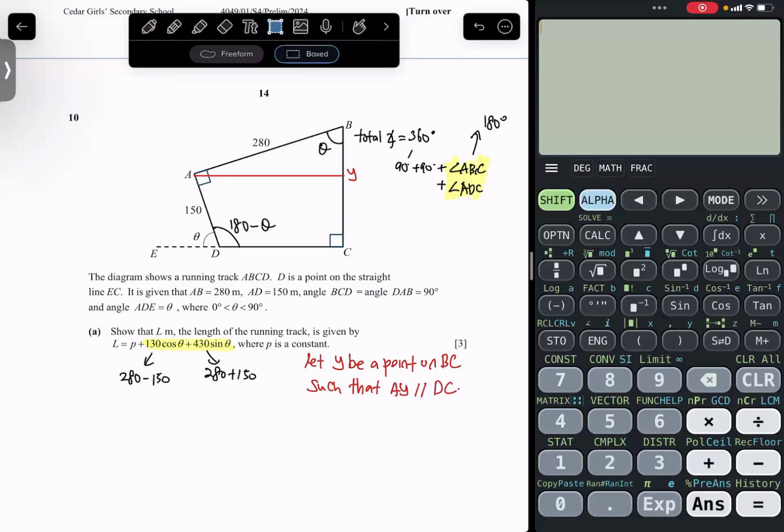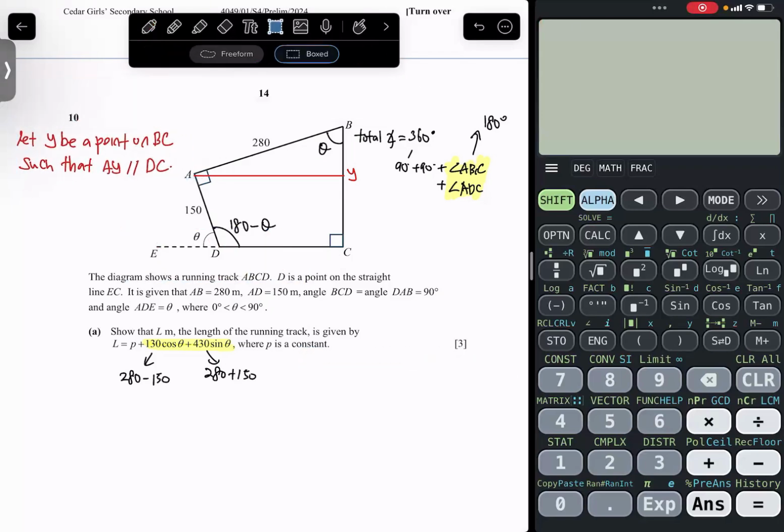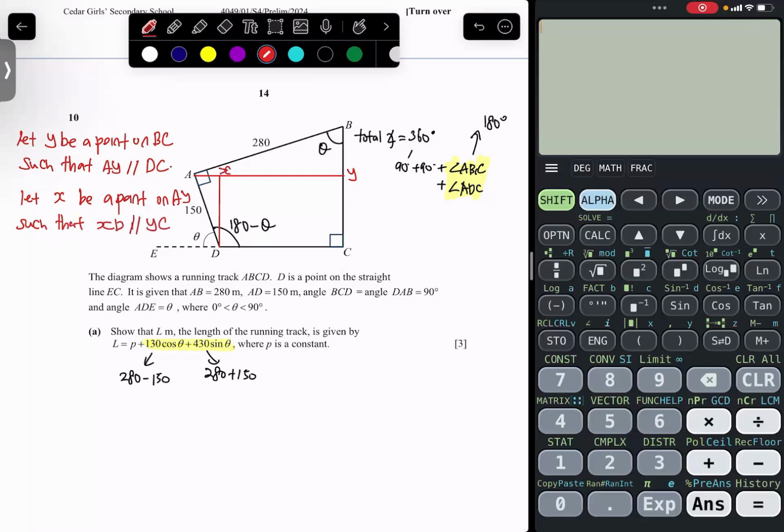Now let's move the statement over here so that we have more space for working. Secondly, I will have another line that cuts through. Let X be a point on AY such that XD is parallel to YC. Saying this and labeling on the diagram will be good enough because you explain these two letters.